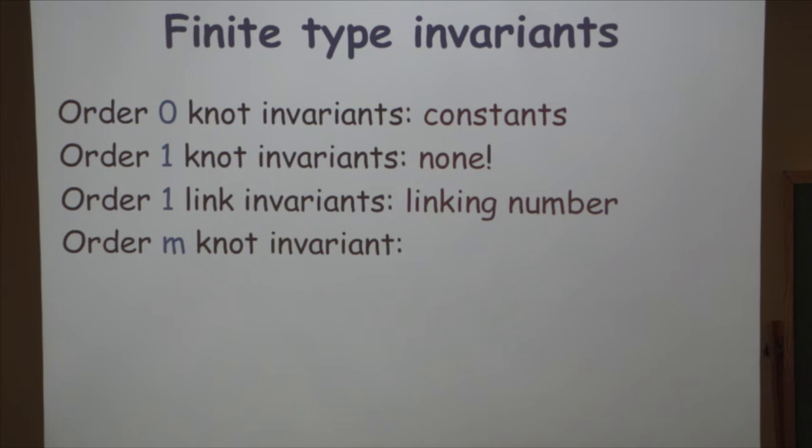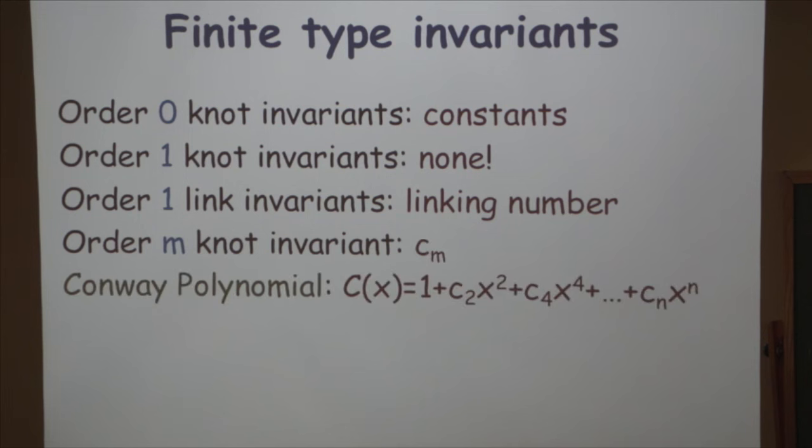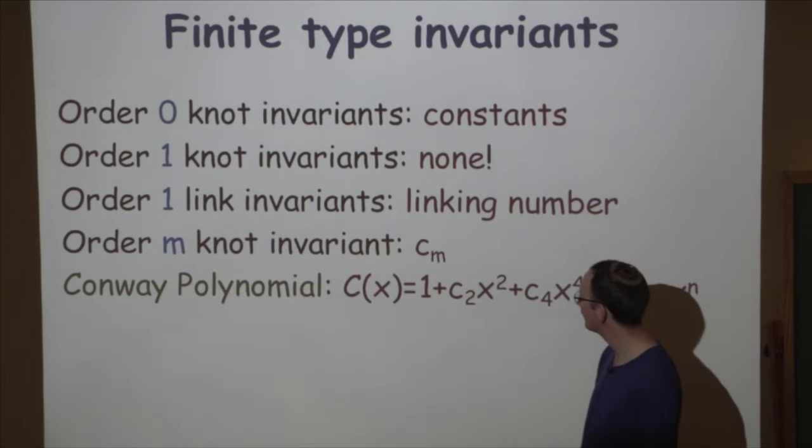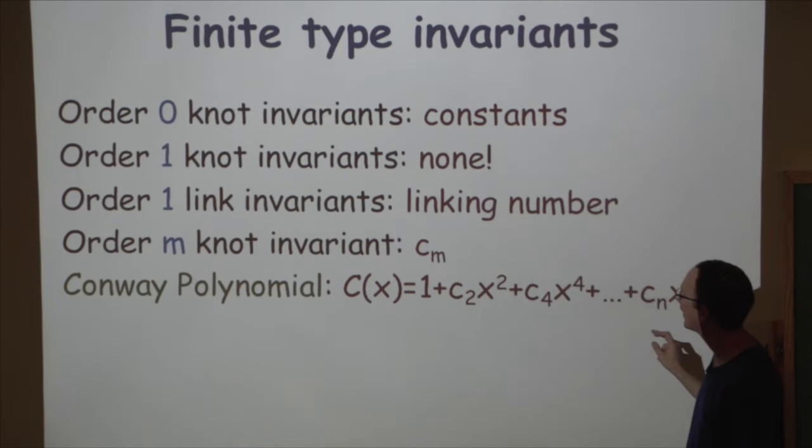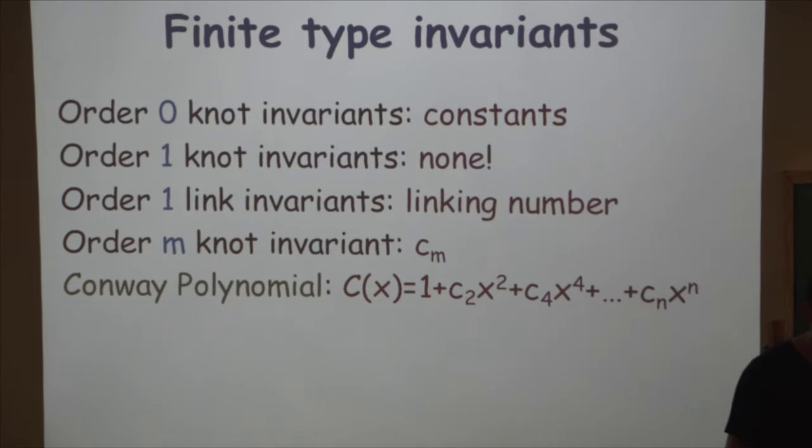Okay, so the linking number is order one, and again, you can show it whenever you have two singular knots, then you have a sum over four options for two crossings, and you see that they differ by one, and these two differences, when you take their difference, cancel each other. So the linking number turns out to be of order one. And it is known that the Conway polynomial has coefficients where the m-th coefficient is of order m. So for example, C2 is an order 2 knot invariant.